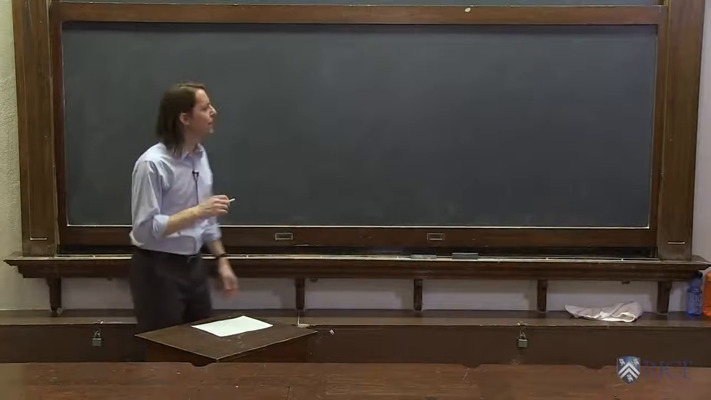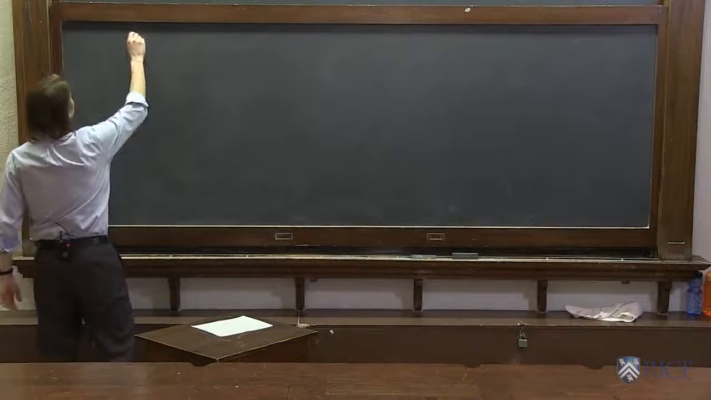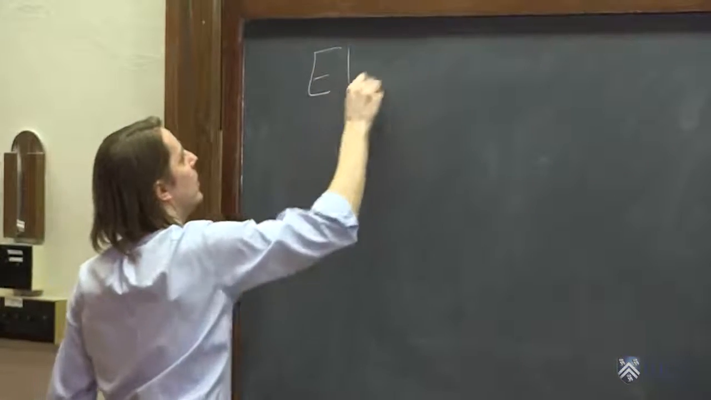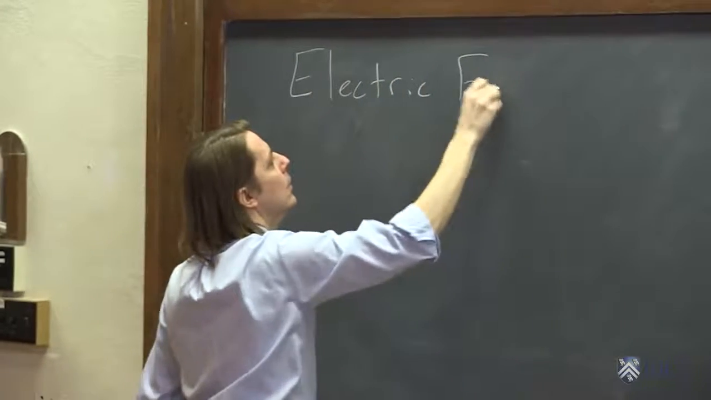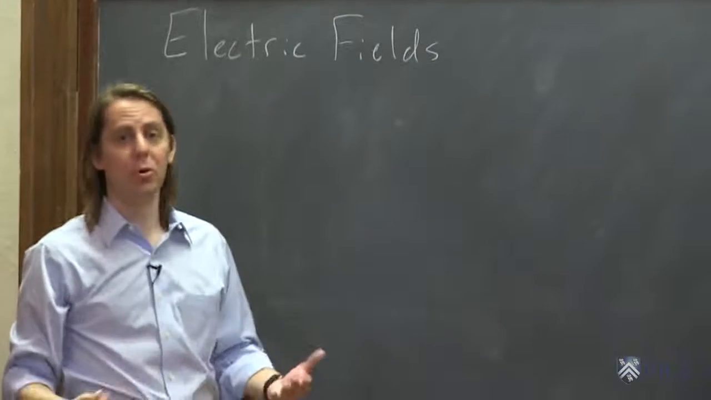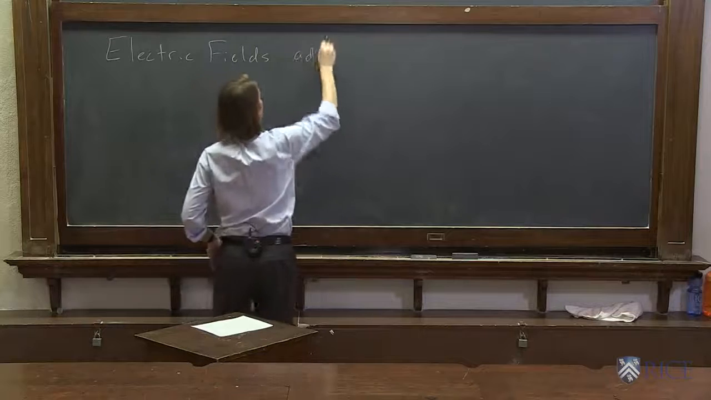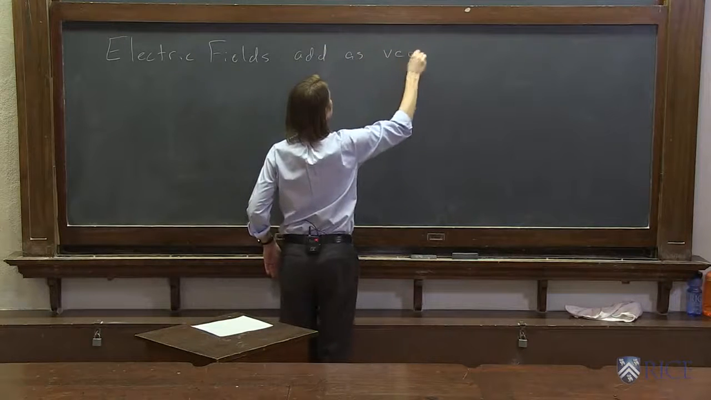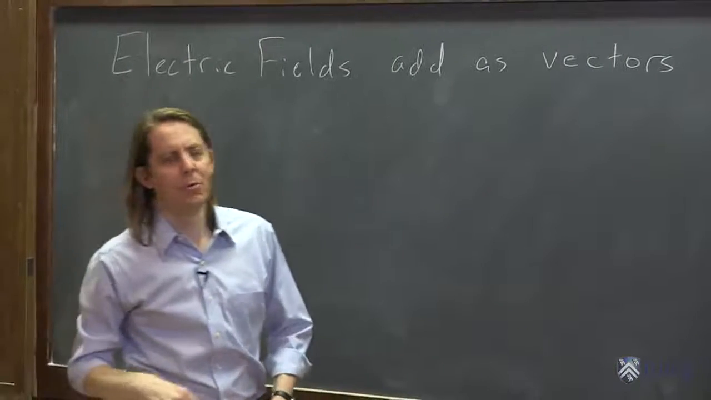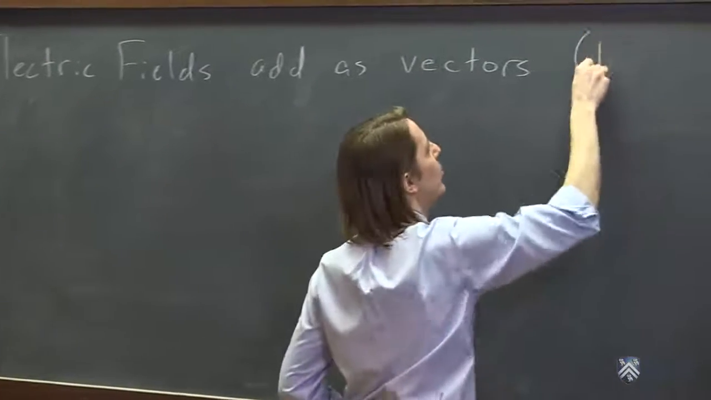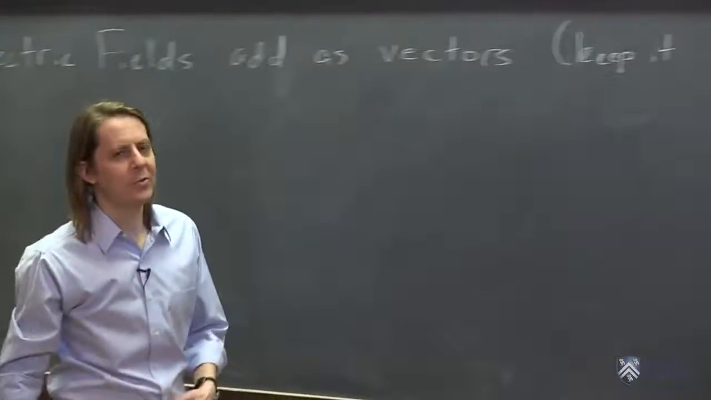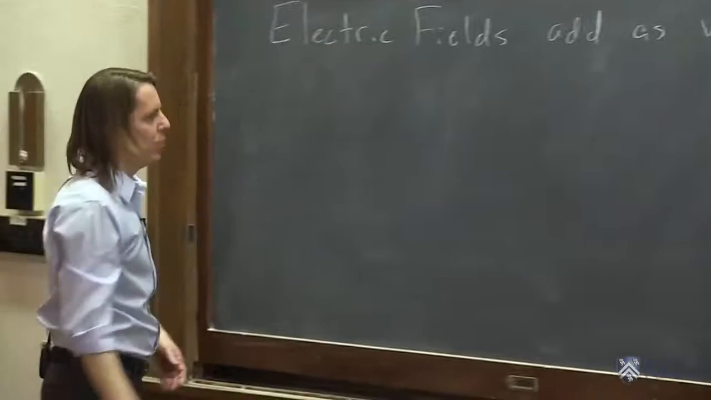All right, let's look a little bit carefully at how we add electric fields. What we've got to remember is that electric fields, just like forces, are vectors. So electric fields add as vectors. I could be fancy and say superpose, but I will say add as vectors. Now, we don't want to drag you through a bunch of formal vector notation, so we're going to keep it 1D. You can still appreciate the directional aspects of vectors even just in 1D.